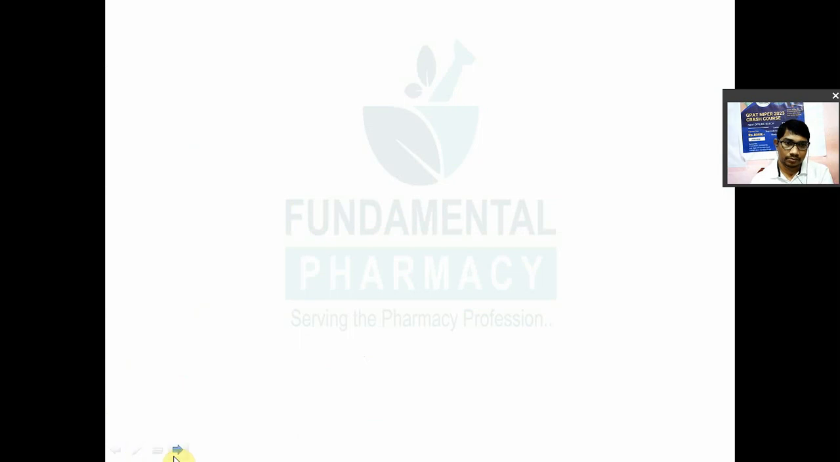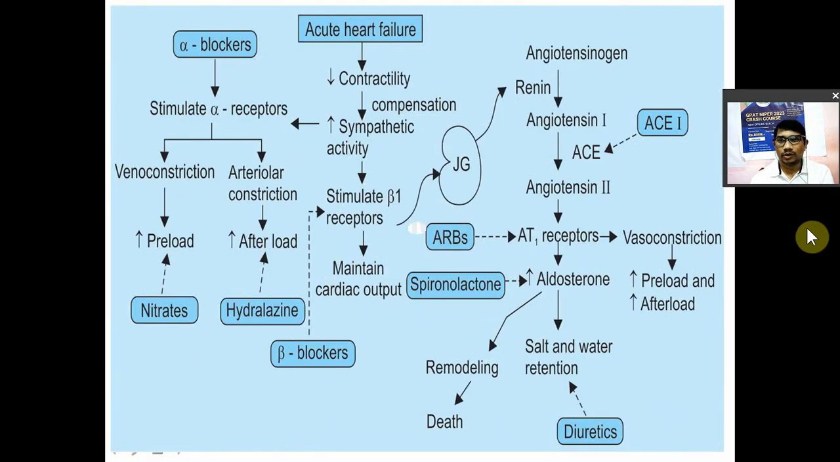Again, this beta 1 receptor will also stimulate the kidney. It will stimulate the juxtaglomerular cells of the kidney and release renin. Now, what is the role of renin? Renin will act on angiotensinogen, which is an inactive glycoprotein in your blood. Inactive है ना, glycoprotein होता है, inactive glycoprotein in the blood. So that is converted into angiotensin 1.